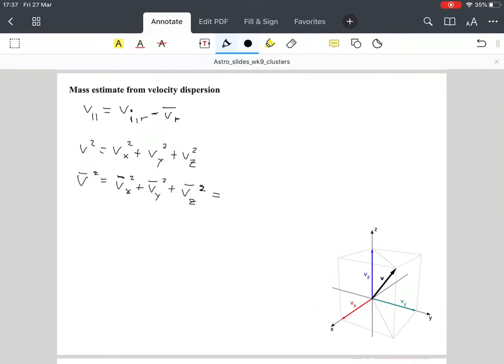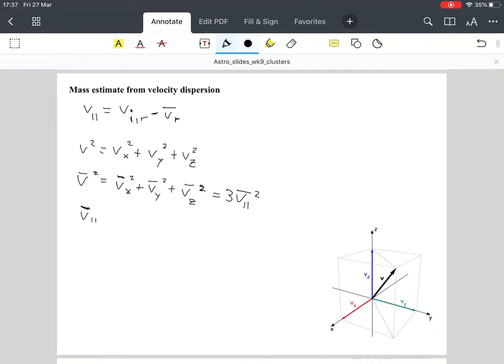So we said that if we're looking in the z direction, then we have the v parallel as the z, and that's squared. And that's the same as the other two, so when you add them up, you get 3 times that. And that's very useful because now we can think about how do we measure this. So we said that we're measuring these radial components and we can get an average.